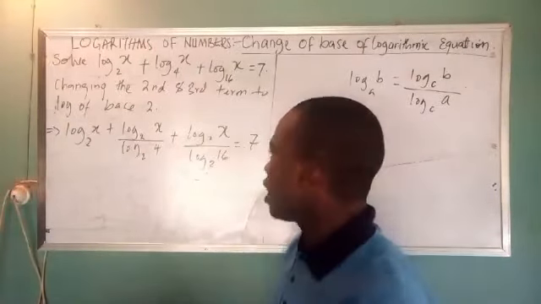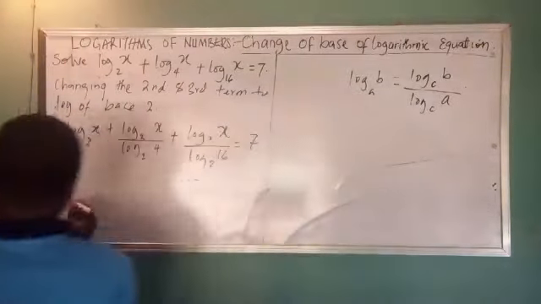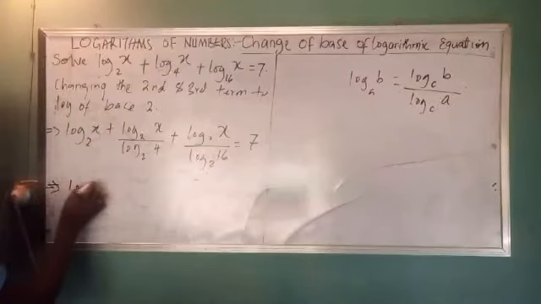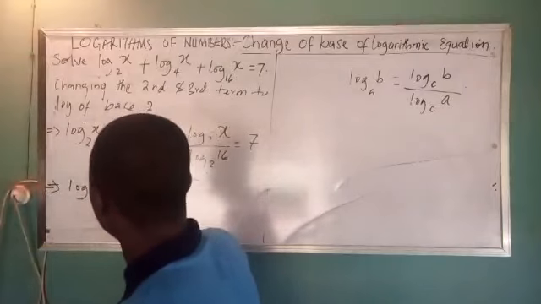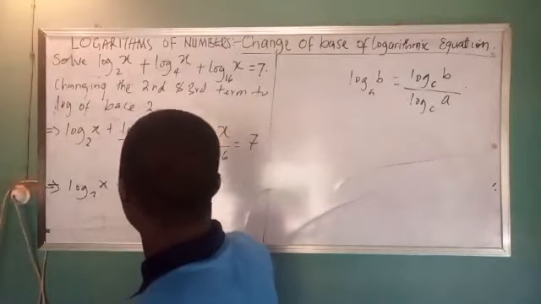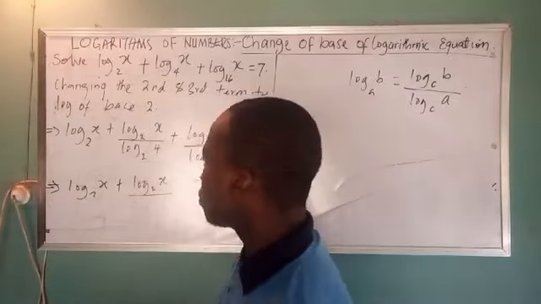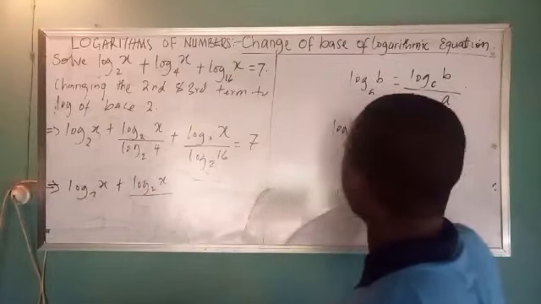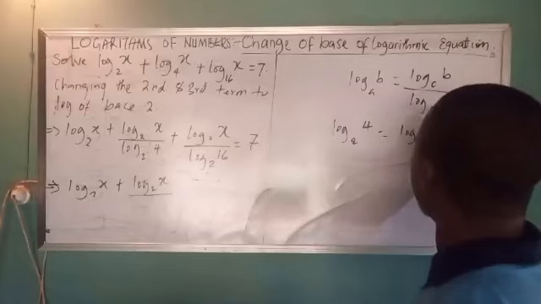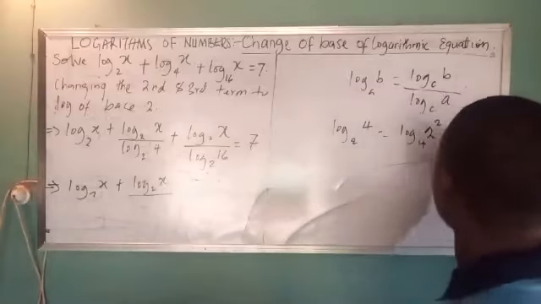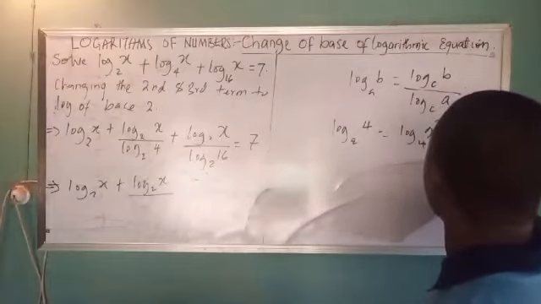Are you following? So now the next thing to do is to try to simplify this further. We have log x base 2 plus log x base 2 over log 4 base 2. For log 4 base 2, we can write log of 2 raised to power 2, which is 4. The power comes down, so we multiply everything and we have 2 log 2.